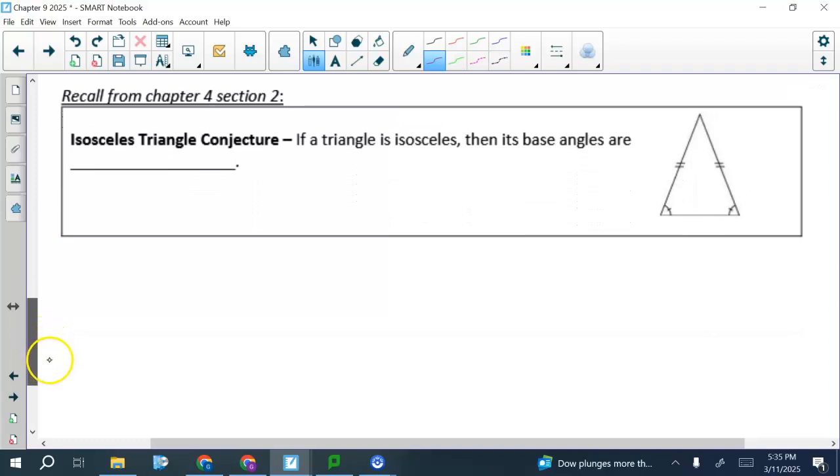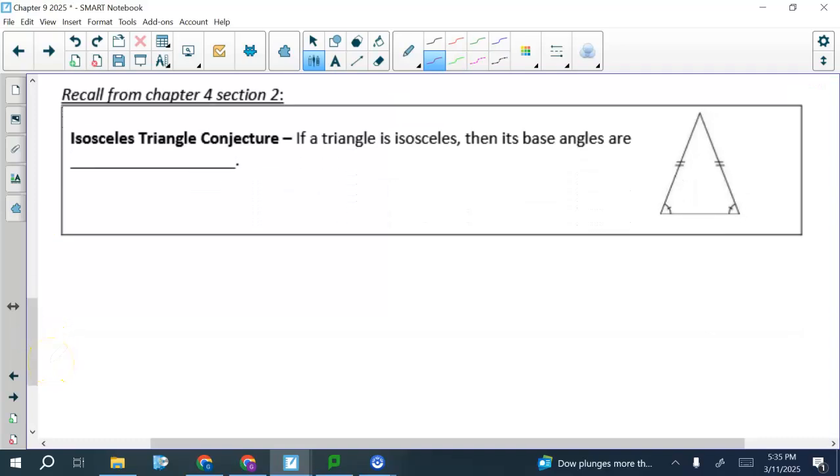All right, think back to triangles. Remember the isosceles triangle conjecture says that if a triangle is isosceles, then its base angles are congruent. So if we know 2 sides are equal, then we know 2 angles are equal. All right, go ahead and flip to the next page, page 8.